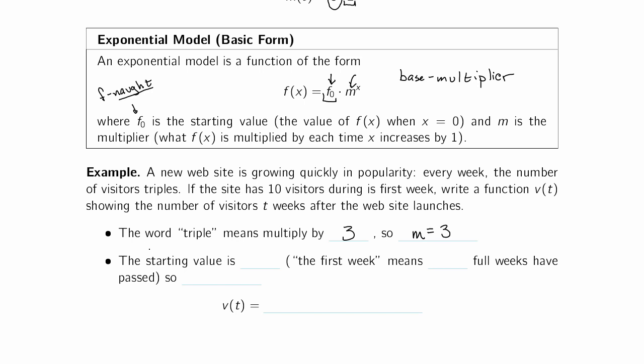The starting value. Well, we have 10 visitors in the first week. And that phrase, the first week, means that no full weeks have passed yet. So our f naught is 10. Our function then is 10 times 3 to the t. 10 visitors in the first week, multiplied by 3 once for every full week that's passed. So 10 times t copies of the number 3. 10 times 3 to the t power.